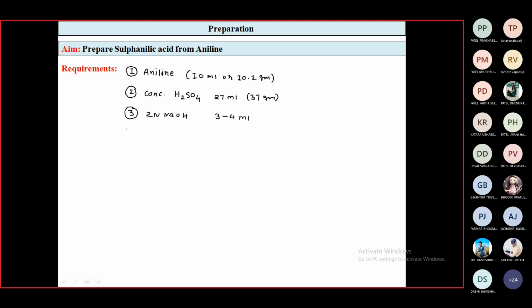Other requirements are subsidiary requirements. You need ice in this experiment for cooling purposes, tap water, and decolorizing carbon or charcoal. So these are the required chemicals in order to carry out the experiment.